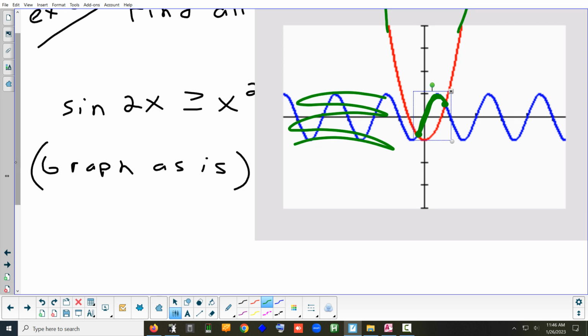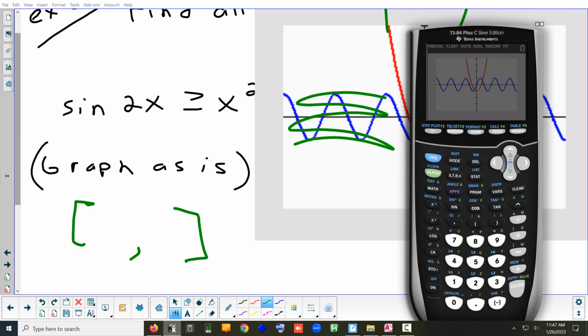So what kind of symbols would I use for closed circles? Greater than or equal to. Well, we're going to write an interval. Bracket, bracket. And it's just going to be from the first intersection to the second one. So you just have to find, this time, the 2 intersections, not the 0.